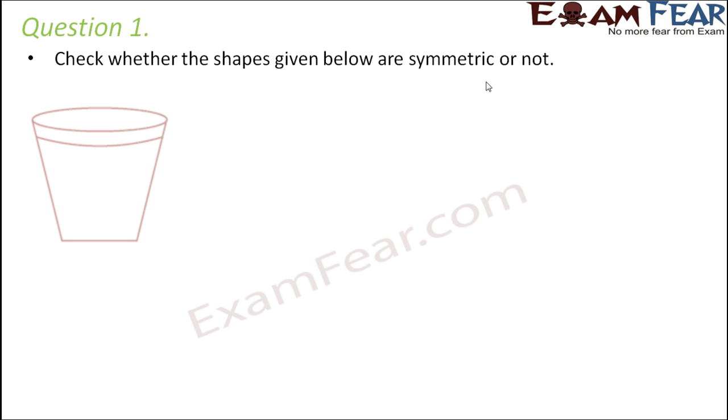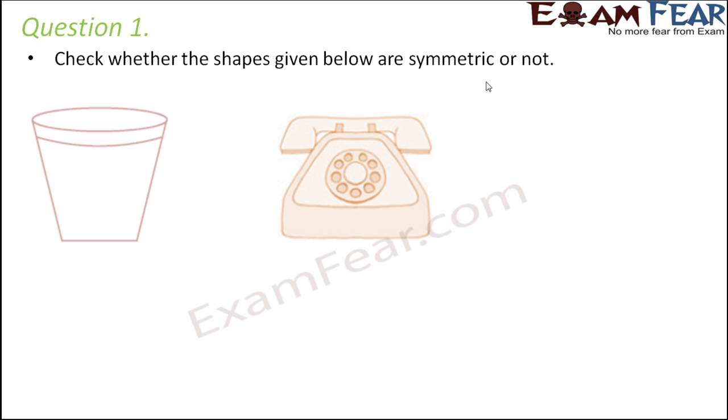So here you have the picture of a bucket. So what are the lines that might divide it into two equal halves? Similarly, you have a telephone and you also have this shape. So let us first start with the bucket. In case of the bucket, if you think of a horizontal line, do you think that would divide it into two equal halves? No, because the upper half and the lower halves are not identical.